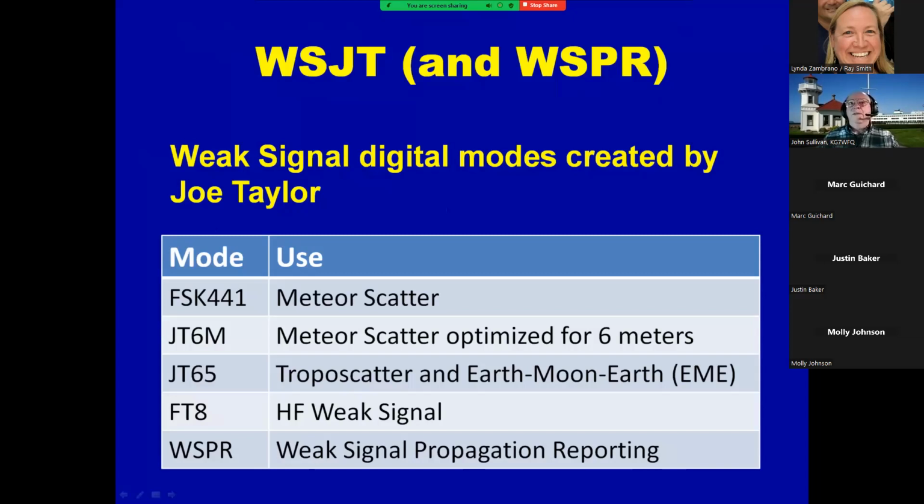WSJT. That is a package of software, weak signal, made by Joe Taylor. That's why it's WSJT. Joe Taylor is a Nobel physicist at Princeton. It has a number of different modes that are available with this software, which is free. You can download it to your computer and do different things.